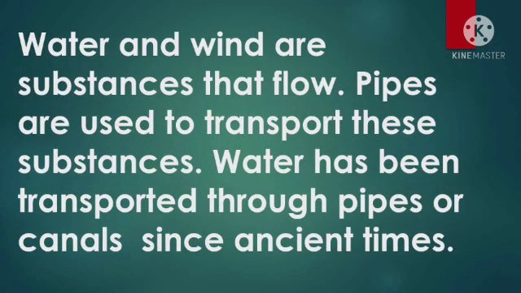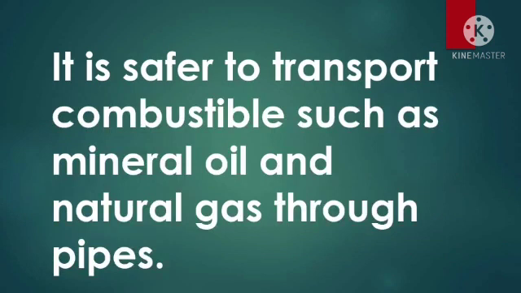Water and wind are substances that flow. Pipes are used to transport these substances. Water has been transported through pipes or canals since ancient times. It is safer to transport combustibles such as mineral oil and natural gas through pipes.